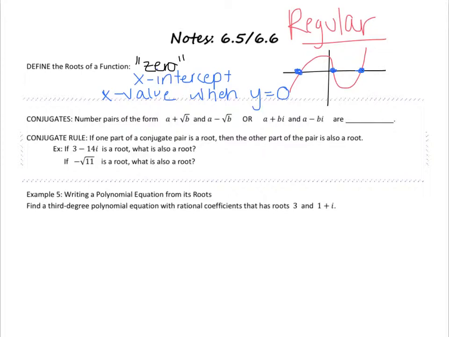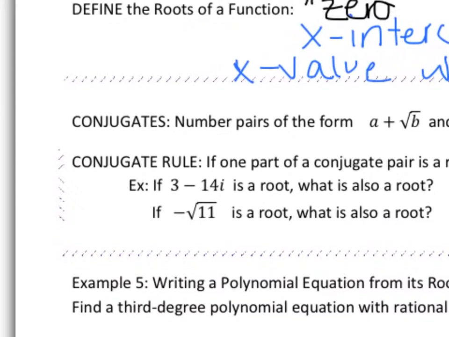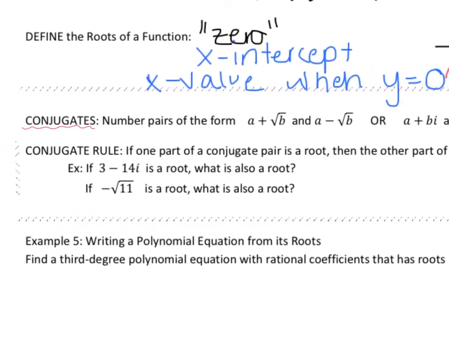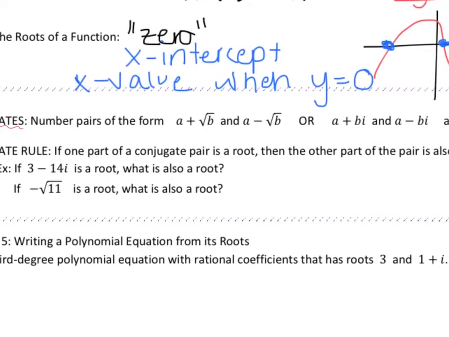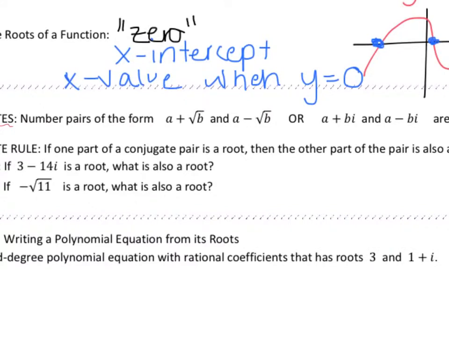So the next part of today, we're learning a new word, or at least in this class it's a new word, and that is conjugates. Okay, you use that in Spanish class, but we're talking about something different here. All right, so a conjugate, it's a pair of numbers in this form. They could be imaginary, so a plus bi and a minus bi. The only difference between the two numbers is the sign in the middle. It has to be that way.